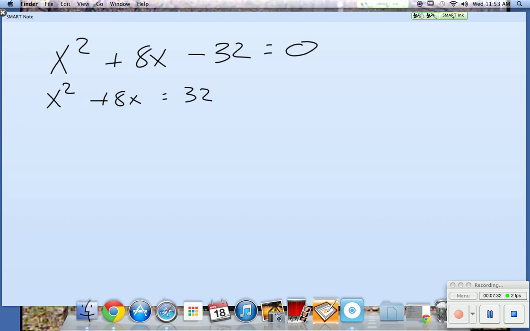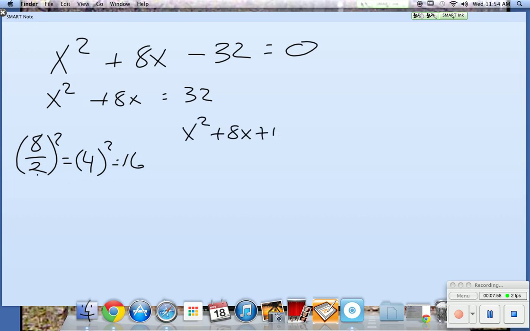Now I'm going to take a look at this 8. What do I do with that 8? I divide it by 2 and square it. So if I take 8 divided by 2 and I square this value, 8 divided by 2 is 4, squared equals 16. Now I'm going to add 16 to both sides. So I have x squared plus 8x plus 16 equals 32 plus 16 is 48.